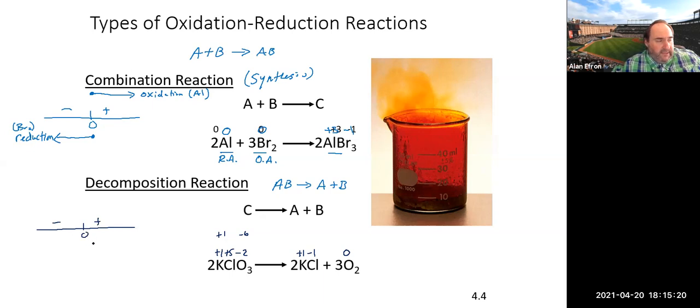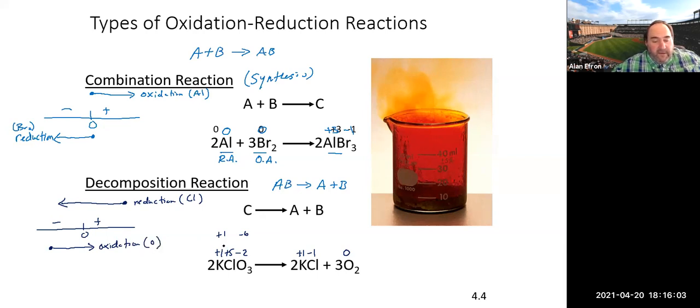Again, if you want to use the number line to help you, we will start with the chlorine. So the chlorine is actually starting at +5. So that would be like over here. It is ending at -1, which means the chlorine is heading in this direction, right? And going in that direction means you are going through reduction here, the chlorine. Let's take a look at the oxygen. The oxygen started at -2, which is over here, ending at 0, which means it is moving in this direction, becoming more positive, which means it is going through oxidation, the oxygen.